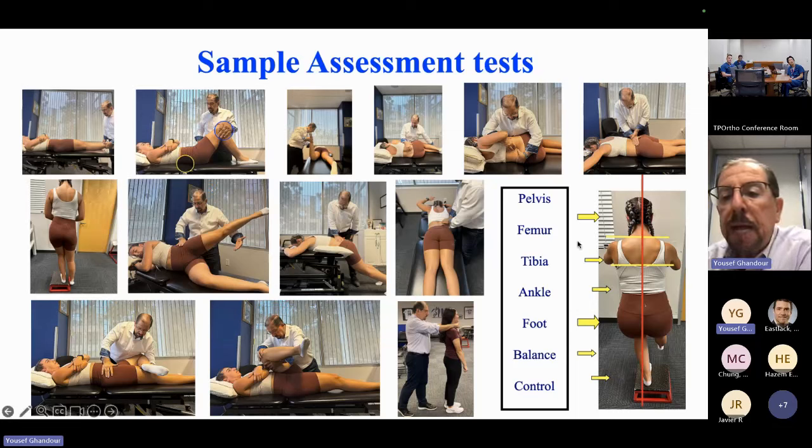Step down test in the right corner of the slide, if you're seeing that, we're looking at, are they able to flex down? I'm checking the ankle, checking the knee, checking the hip and the pelvis.